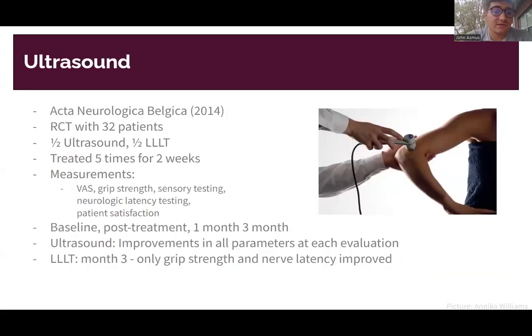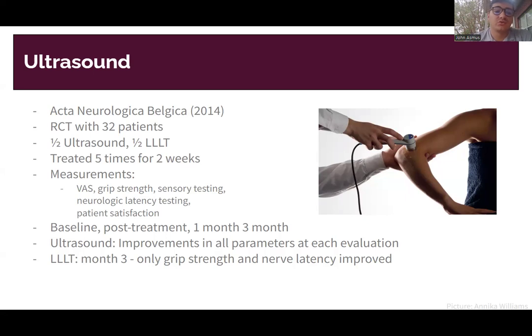So, some research on some of the therapies that I chose. Ultrasound to start. The Acta Neurologica Belgica journal, the neurological journal in Belgium, in 2014 published a randomized controlled trial with 32 patients. They all had cubital tunnel syndrome. Half of them did ultrasound therapy. Half of them did low-level laser therapy. They were treated 5 times a week for 2 weeks. And they took measurements at the start of treatment, post-treatment, 1 month after treatment, and 3 months after treatment.